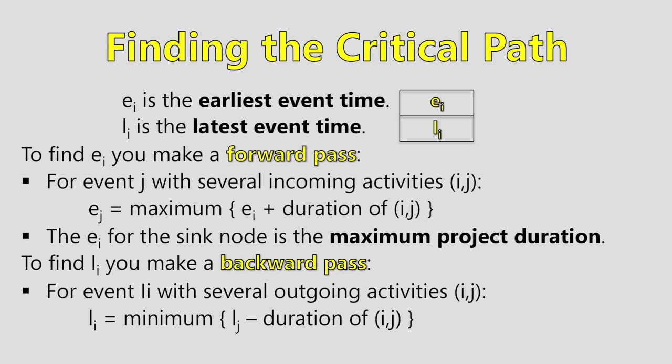For event J with several incoming activities, IJ, EJ is the maximum of EI plus the duration of IJ. The EI for the sync node is the maximum project duration. To find LI, you make a backward pass. For the event LI with several outgoing activities, IJ, LI is the minimum of LJ minus the duration of IJ.